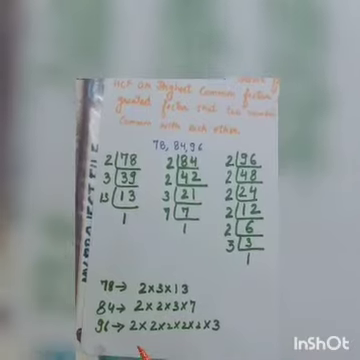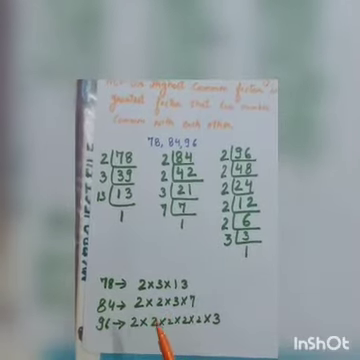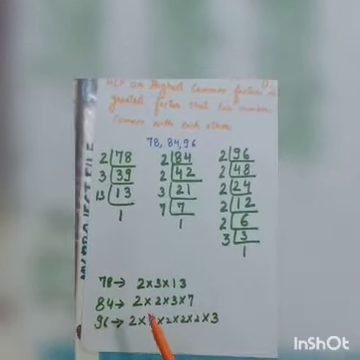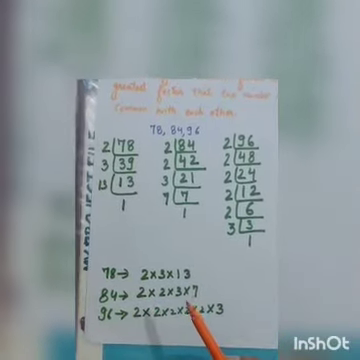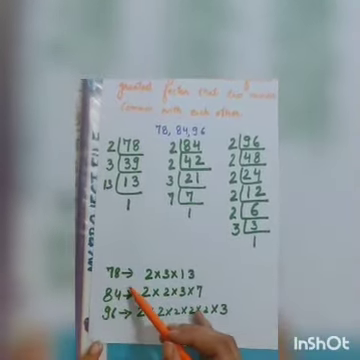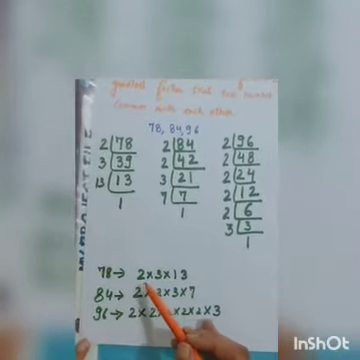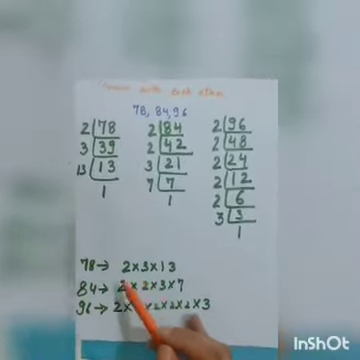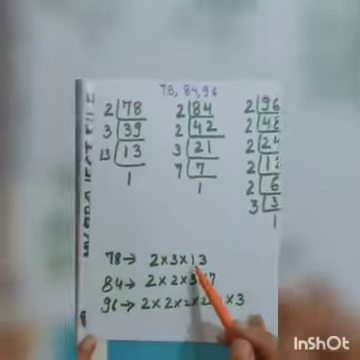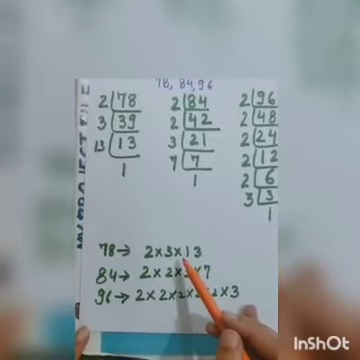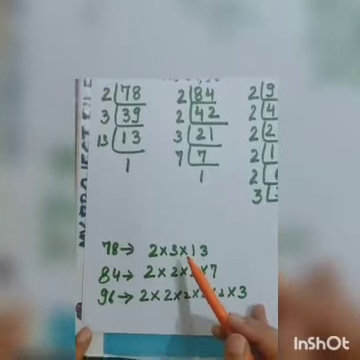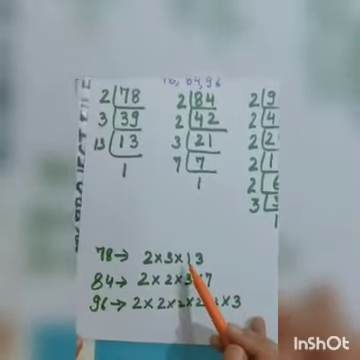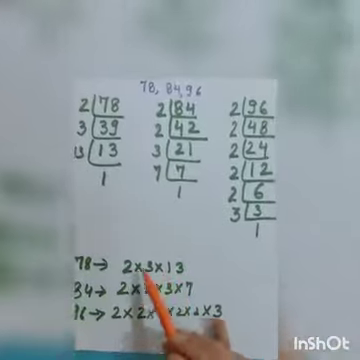So I have the prime factors of the three numbers. I need to consider any one which has the lowest number of prime factors. Suppose I take 78. 78 has the lowest count here. So I take 2 multiply 3 multiply 13. I take 2, 3 and 13 one by one, and I will find a partner for each factor.